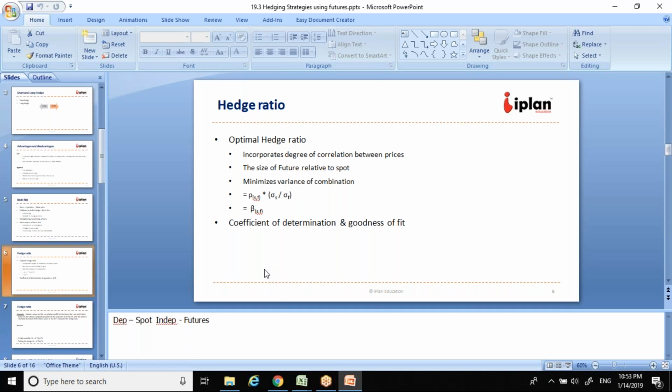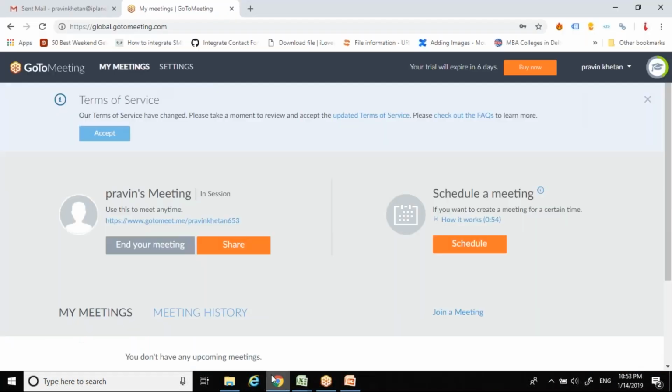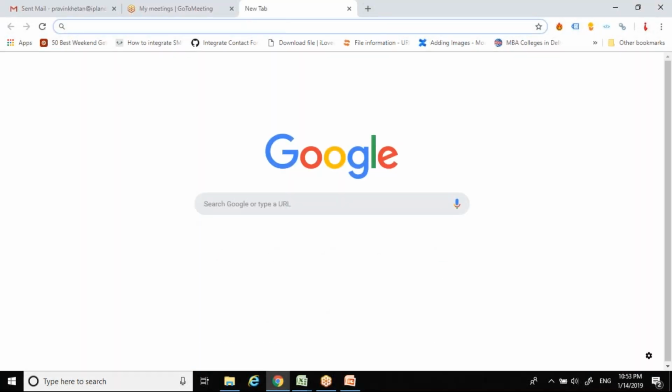So how do we calculate the hedge ratio? This is basically the correlation between the spot and future contract multiplied by the standard deviation of futures and spot. Now this will give you the hedge ratio. Now let's take a practical example. Let me get any company's spot price and the future price.